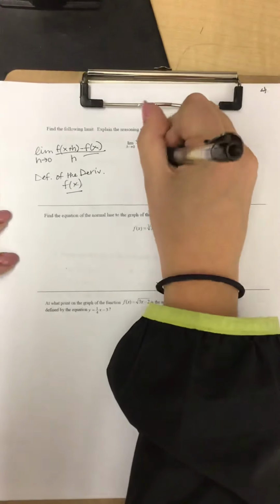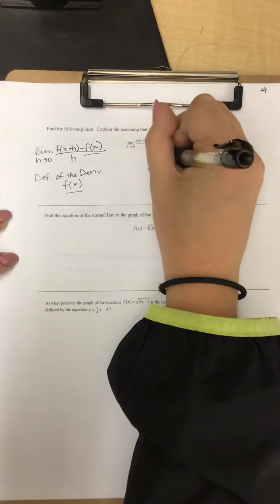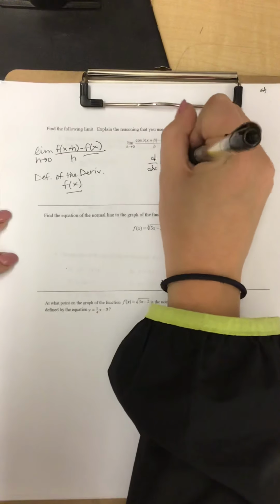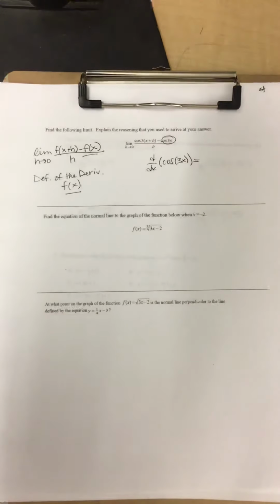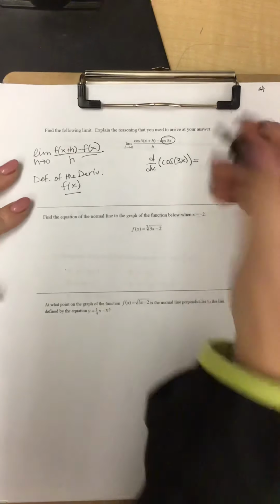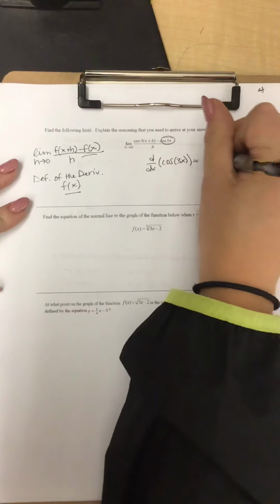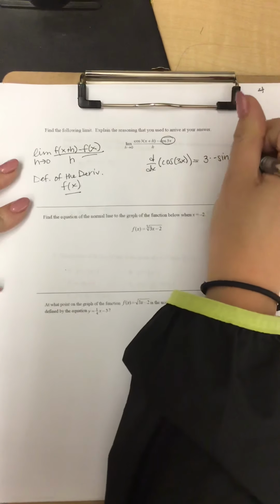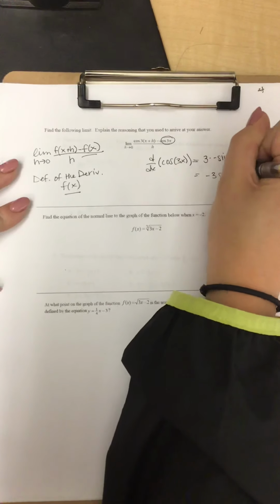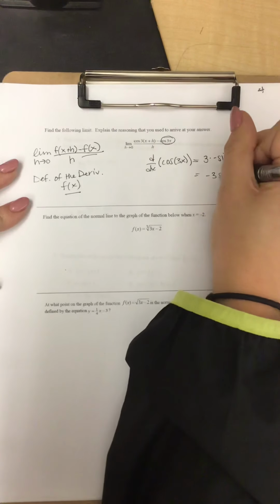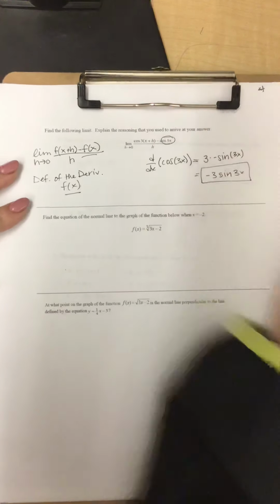So really what they're asking here is, what is the derivative of cosine of 3x? And this is in fact a chain rule problem because of the 3x in there. So the derivative is 3 times negative sine of 3x, which is negative 3 sine of 3x. So not a hard derivative. You just need to know that it's a derivative.